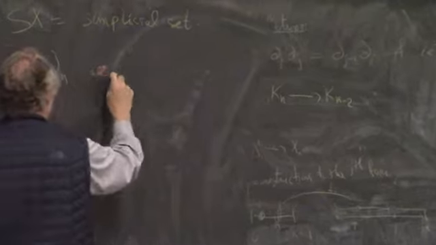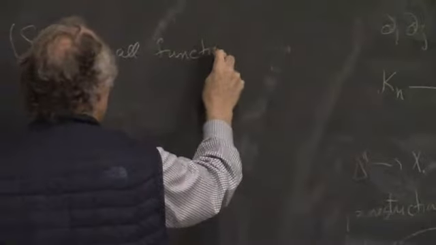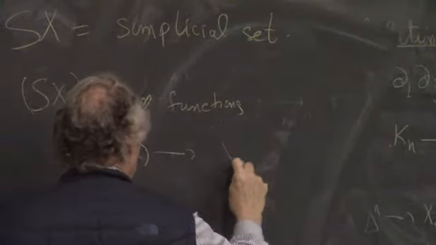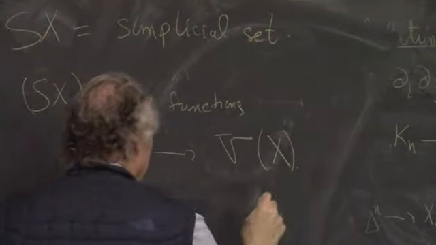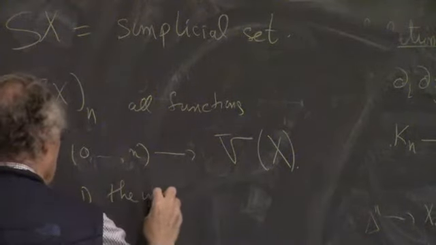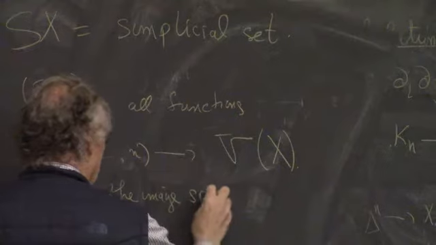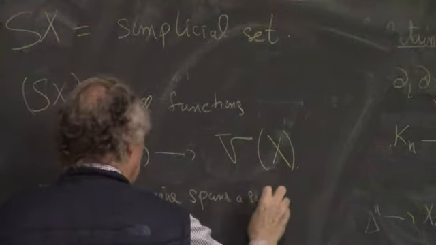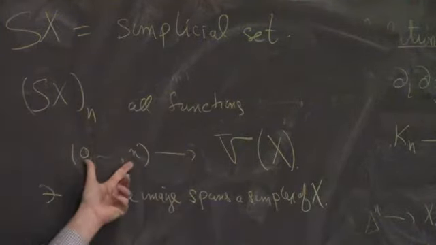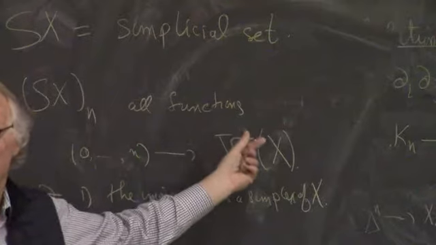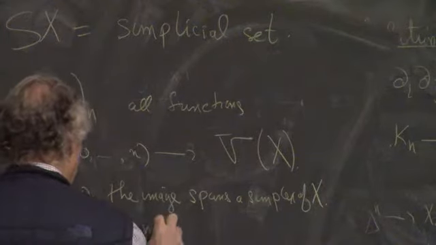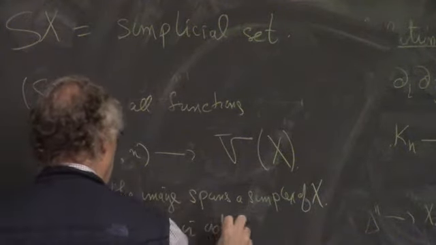So what is S of X? It's all functions from 0 up to n to the vertices of X with the following properties. 1, the image spans the simplex. That is to say, the image of these n plus 1 points is one of the sets in my collection. And 2, the map is order preserving.